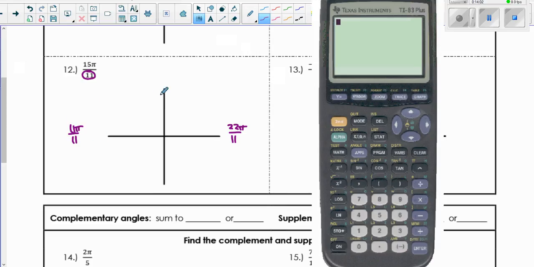So half of 11 is 5.5. That means this is 5.5 pi over 11. So from here to here I go 5.5, 5.5, and another 5.5 to get here.